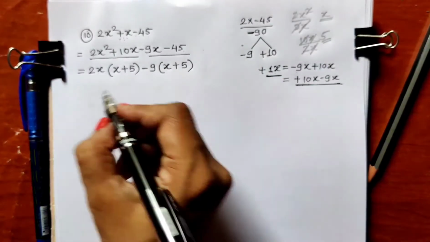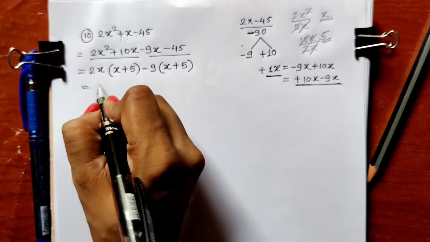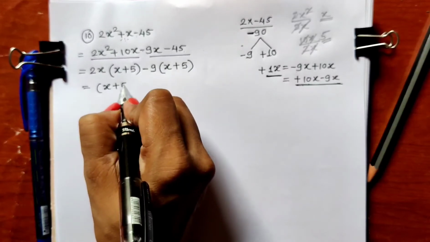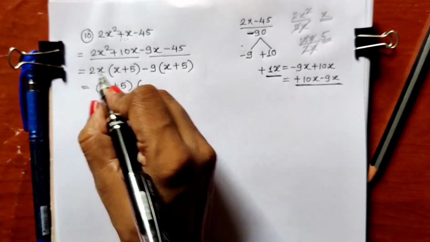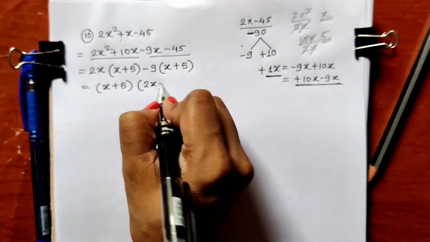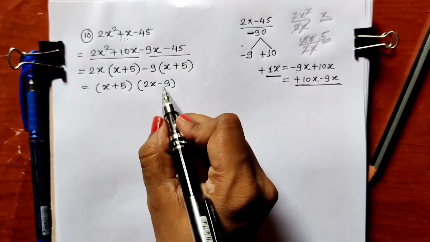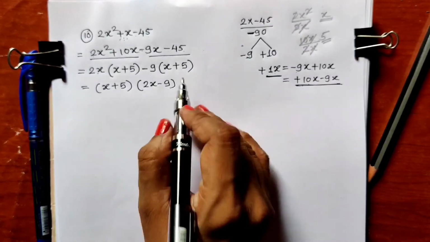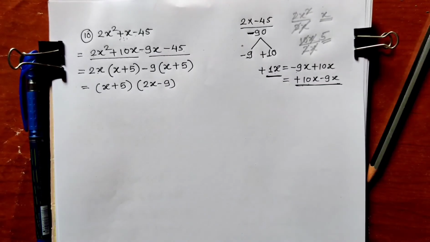We can see that x plus 5, this bracket is common. We write it one time, common bracket, and in second bracket we write these remaining two terms, 2x minus 9. From 2x minus 9 nothing is common, so we will keep this bracket as it is.